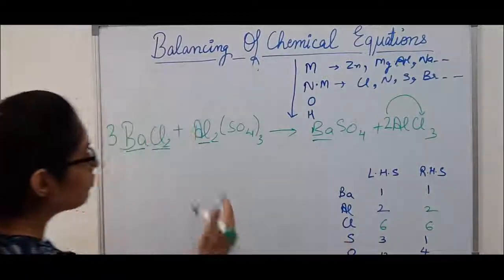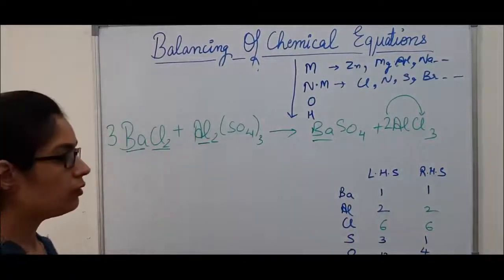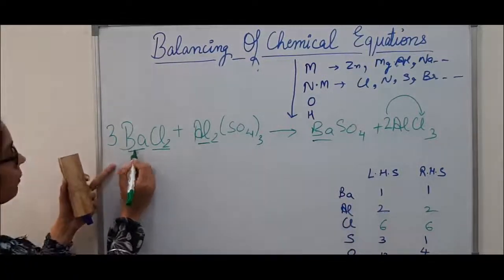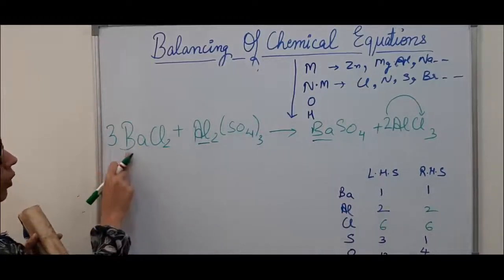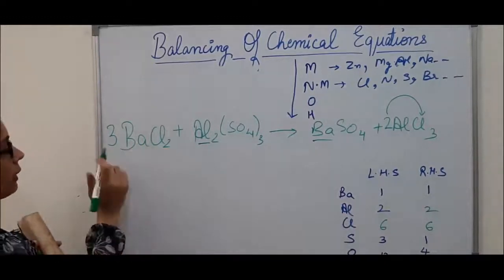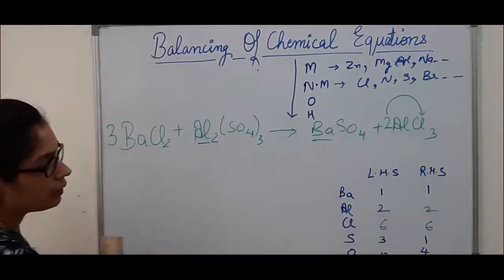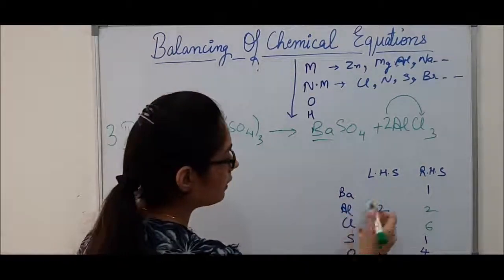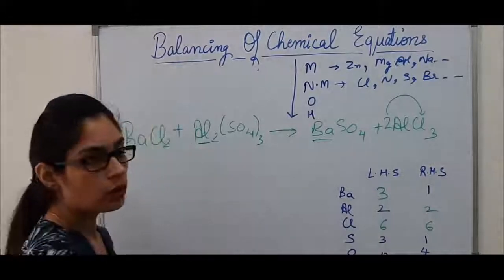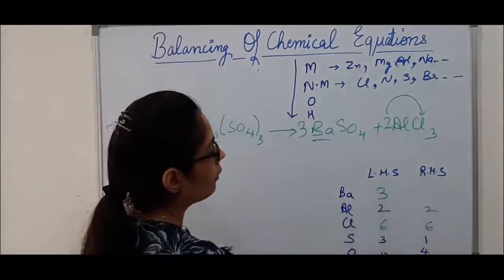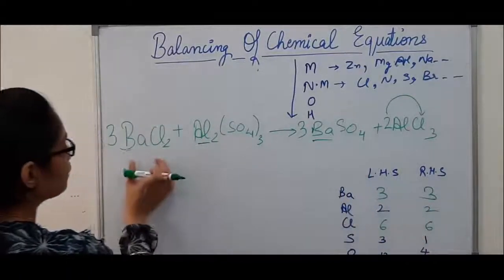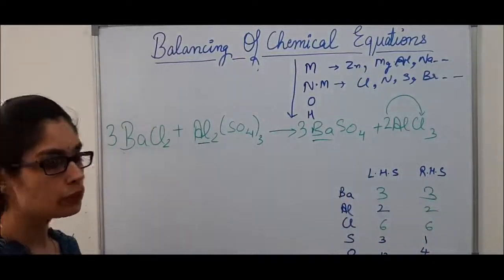Now again we will go back and check from the first. Barium. Now I can see I have 3 atoms of barium on the left hand side since I have multiplied this with 3. So on the right side also I will multiply it with 3. So now I get both sides number of atoms of barium equal to 3.